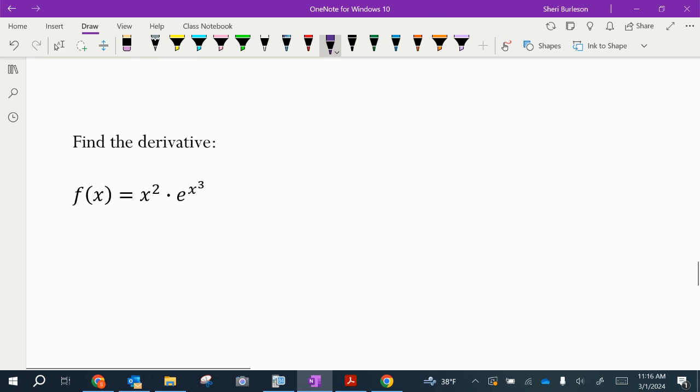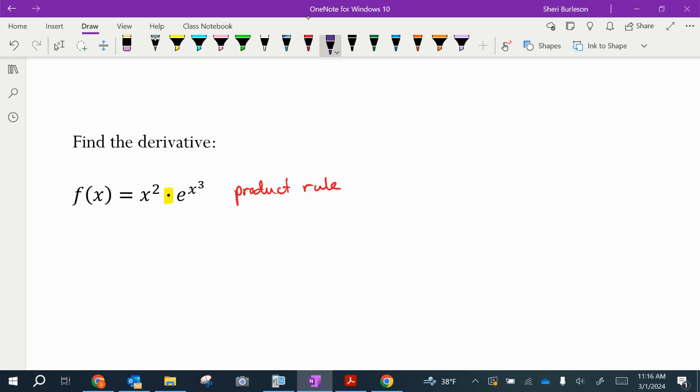So now we're going to just do a couple more examples and be done with this. So this is going to be a product rule because I see a product. So when I do this derivative, I need to remember the product rule.